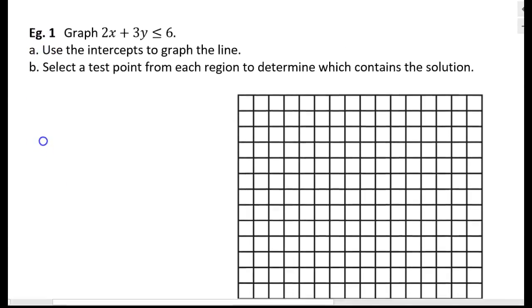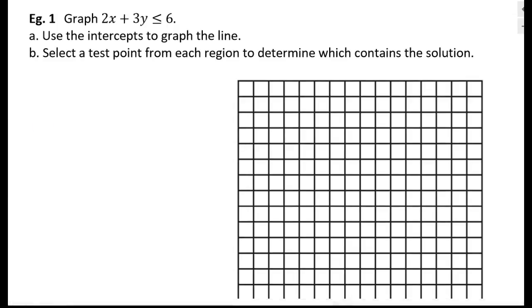So let's have a look at what this actually kind of ends up looking like. So it says graph 2x plus 3y is less than or equal to 6. Use the intercepts to graph the line. Select a test point from each region to determine which contains the solution. Okay, so use the intercepts to graph the line. So that's another option we have.